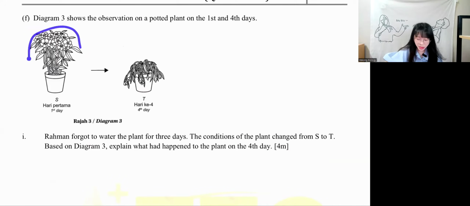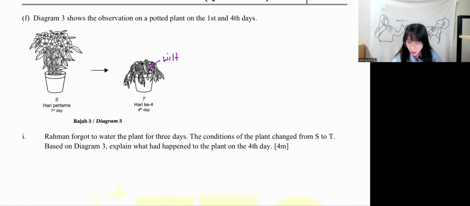So the first day, it was a very healthy plant. And then 3 days forgot to water the plant. What happened to the plant over here? The plant wilts, right? Forgot, there's no water inside, right? So this plant here undergoes what process? It loses water, right? Loses water means what? Plasmolysis, the solution is hypertonic right now.